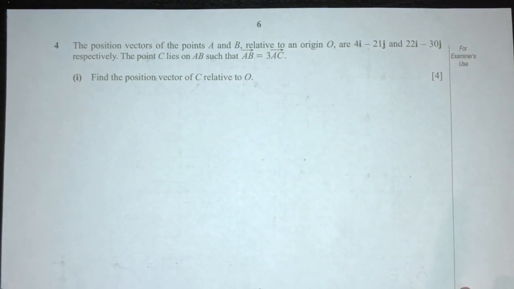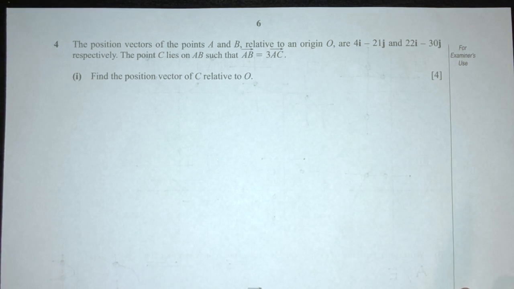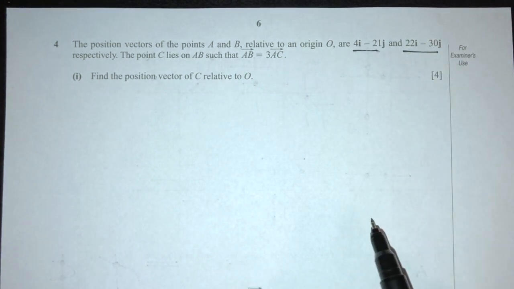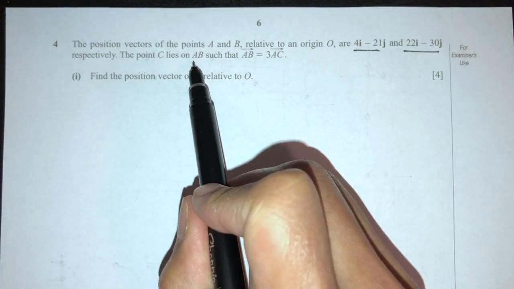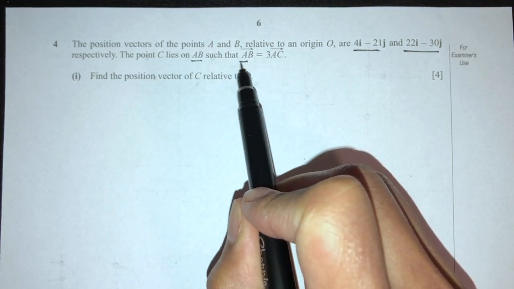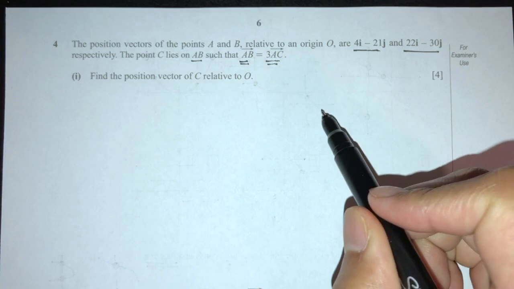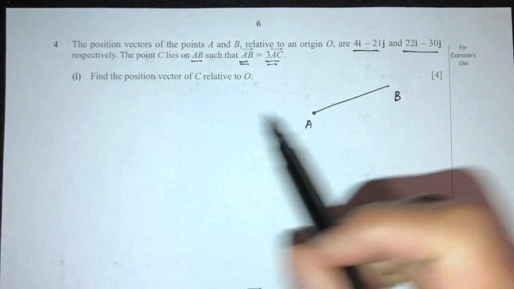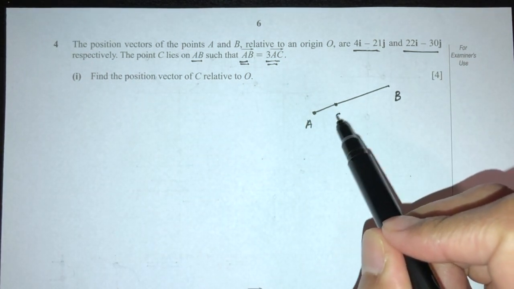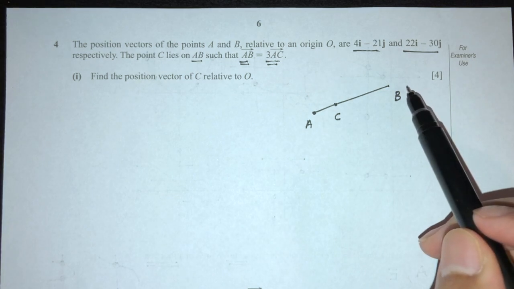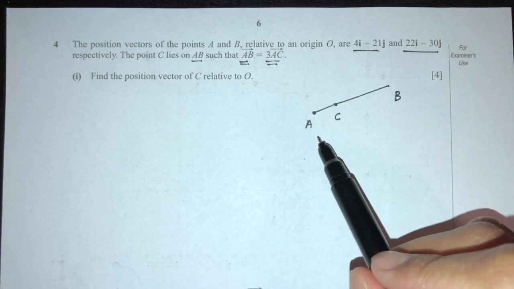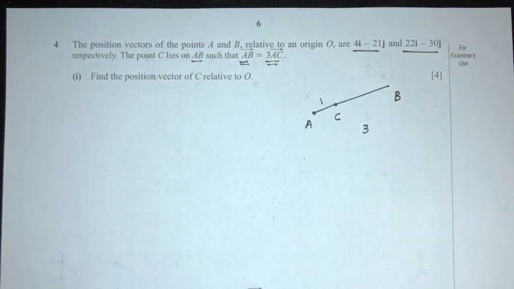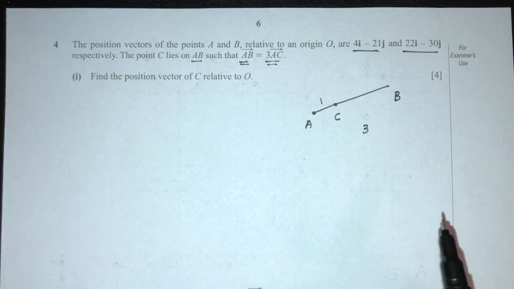Let's move on to question number 4. The position vectors of point A and B relative to a point O are given by these two. Now, the point C lies on AB, okay, and we have the ratio of AB is 3 times AC. For example, you have a line AB, and the point C will lie on somewhere over here, such that AB is 3 times AC. Okay, so this thing should be 3. This is 1, so 3 times the size of AC. Okay, anyways, let's move on to part 1.